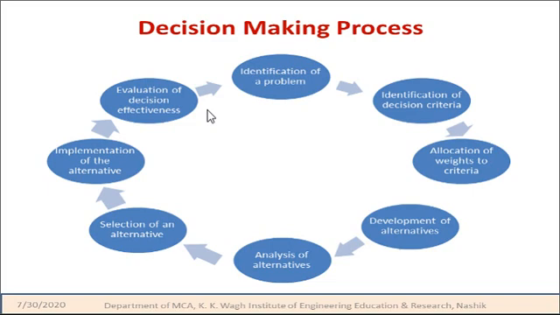Then you have to analyze the alternatives. If you select this one, what will be the expected outcome, and what are the pros and cons of that. Likewise, for each option, you have to find out the pros and cons, then select the best one among them, implement that alternative, and evaluate it. If required, you may repeat the steps again if your decision is not appropriate.